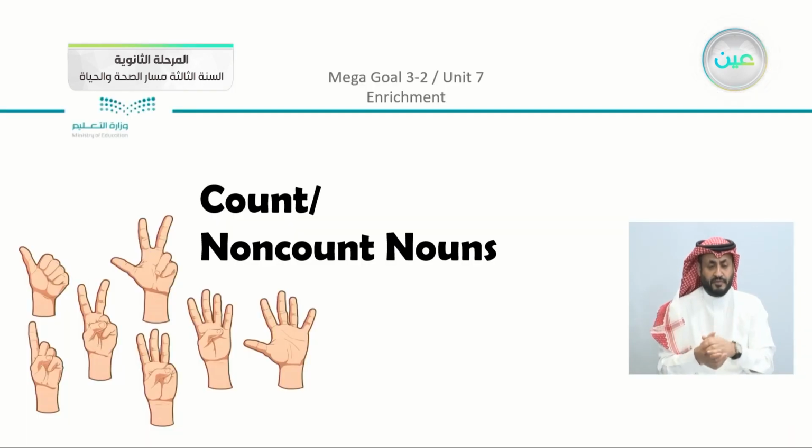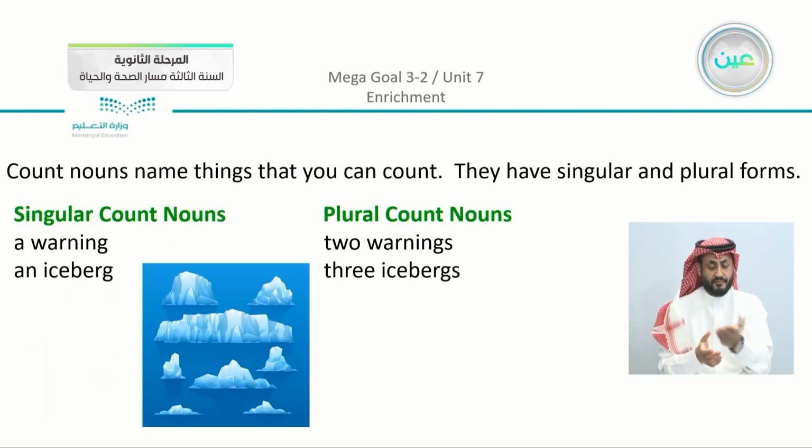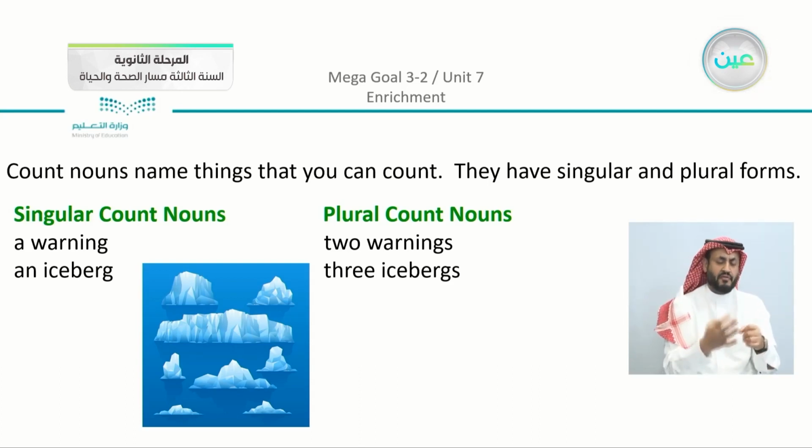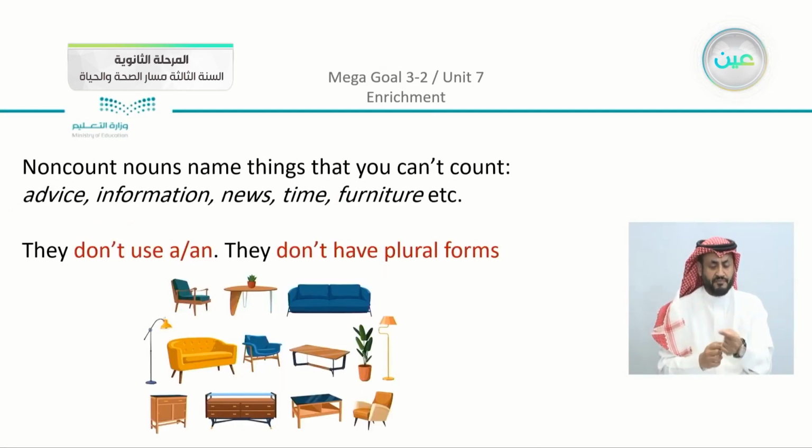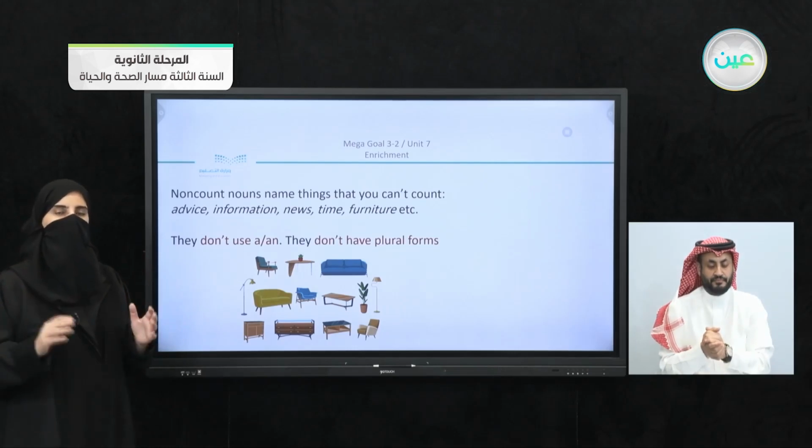Also, we studied count and uncount nouns. So we had the lesson about it, if you can recall. Now we divided that count nouns name things that you can count, and of course they have singular and plural forms, as we can see here. Also we have uncountable nouns, like for example advice, information, news, time, and furniture. Now you can see, as we studied, that we cannot say, for example, furnitures, but it is one word, furniture, uncountable.